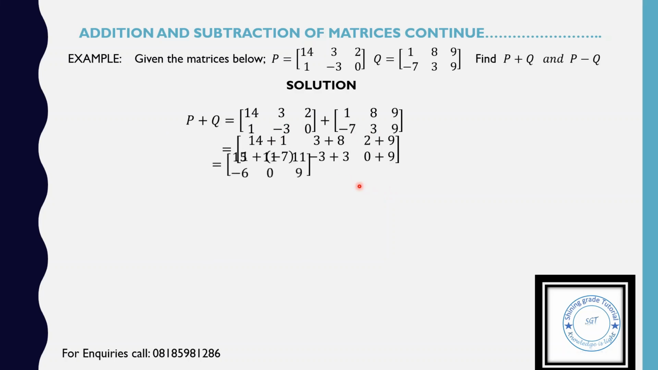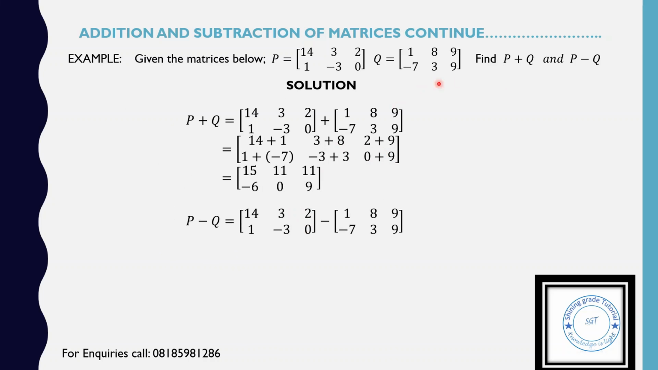So we can now have our answers: 14 plus 1 is 15, 3 plus 8 is 11, 2 plus 9 is 11, 1 plus minus 7 is minus 6. When you have 7 owing and take away 1 from it, you have minus 6 left. Then minus 3 plus 3 is 0. You owe 3 and you have 3, so that cancels, and we have 0 plus 9, which gives 9. So I think that is very easy.